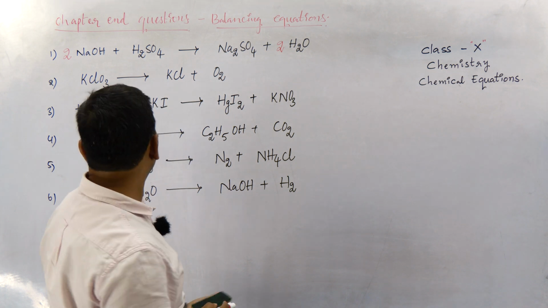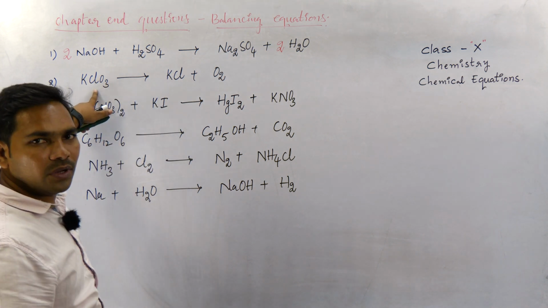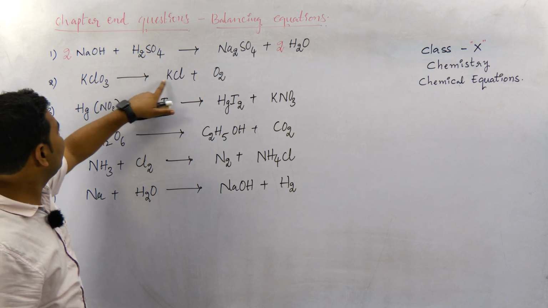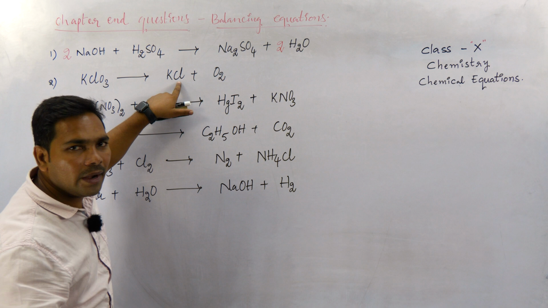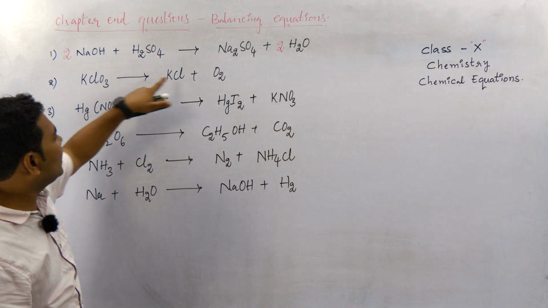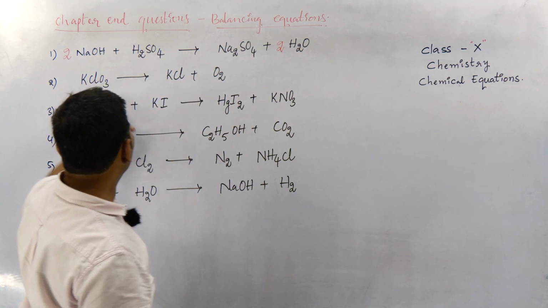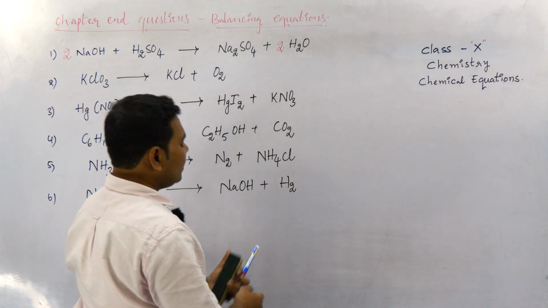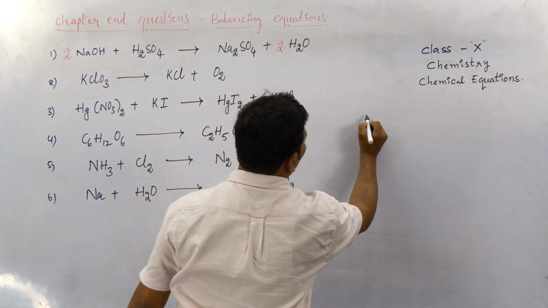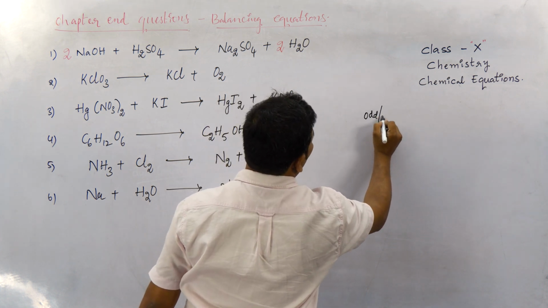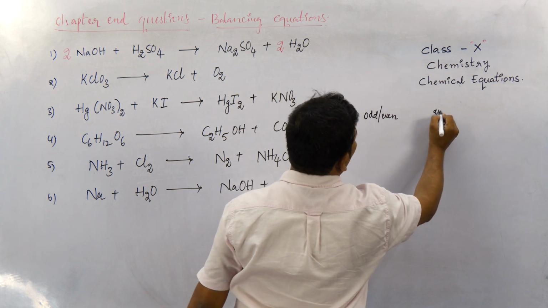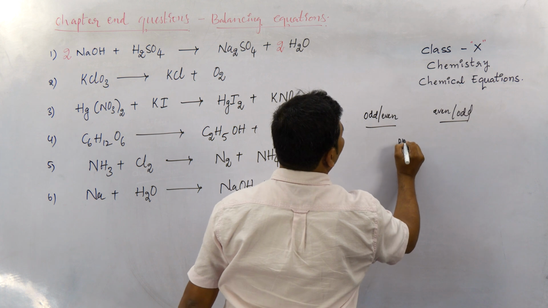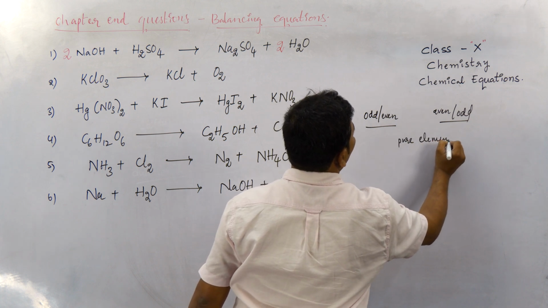Now I'll tell you a small trick here. In KClO3, there is 1 potassium on the left-hand side and 1 potassium on the right-hand side, 1 chlorine on the left and 1 chlorine on the right, 3 oxygens on the left-hand side but 2 oxygens on the right-hand side. 3 atoms is an odd number, 2 atoms is an even number. So we get one side odd, one side even. If we get a combination like this, we always check for a pure element.